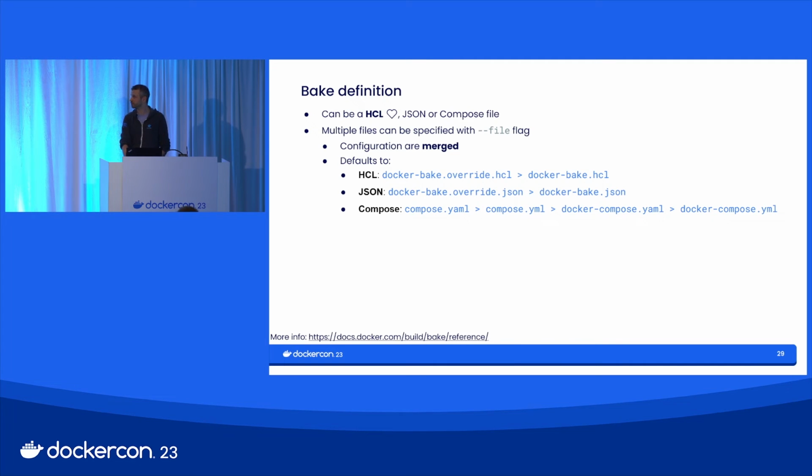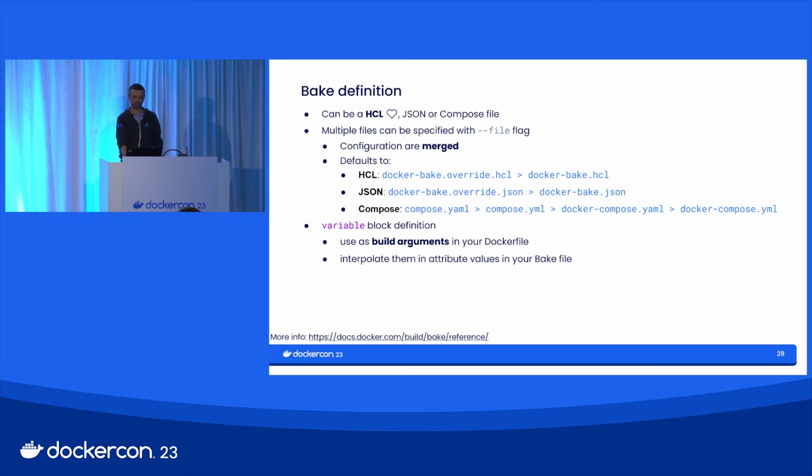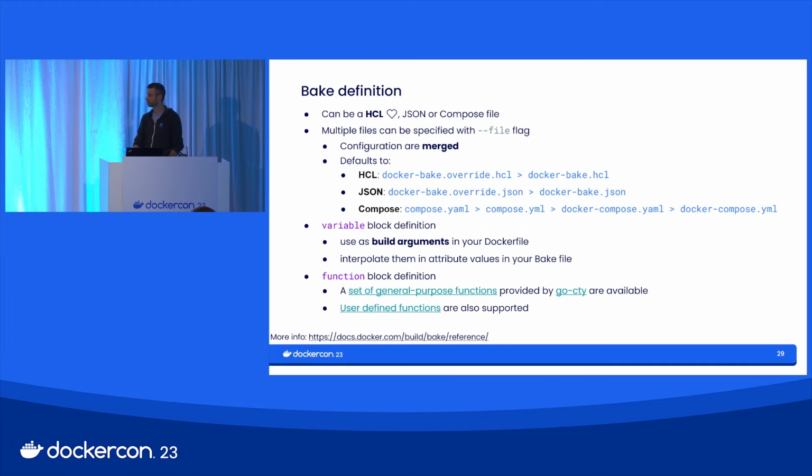As you see, I put a small heart next to HCL because that's what I'm going to talk about in this talk. HCL is very powerful for this kind of thing. The HCL format supports variable block definition, like Terraform. It's almost the same thing. You can use variables as build arguments for your Dockerfile or interpolate them in attribute values in your bake file as well. And there is also a set of general purpose functions you can use, any functions available by go-cty, but you can also use your own user-defined functions.